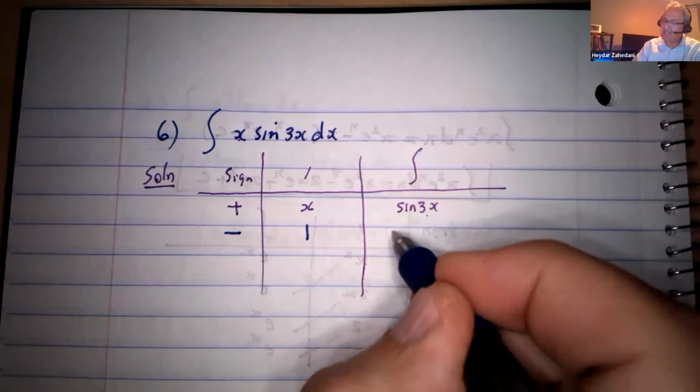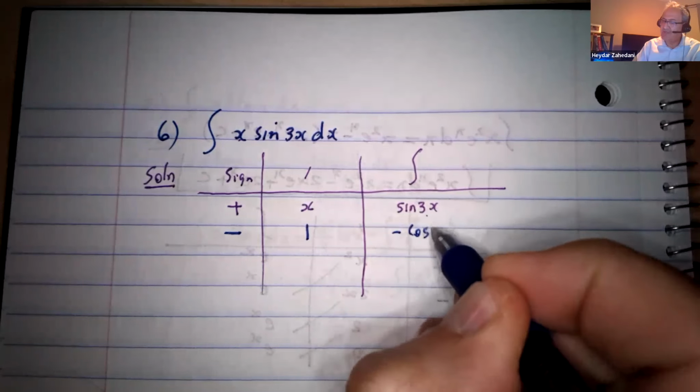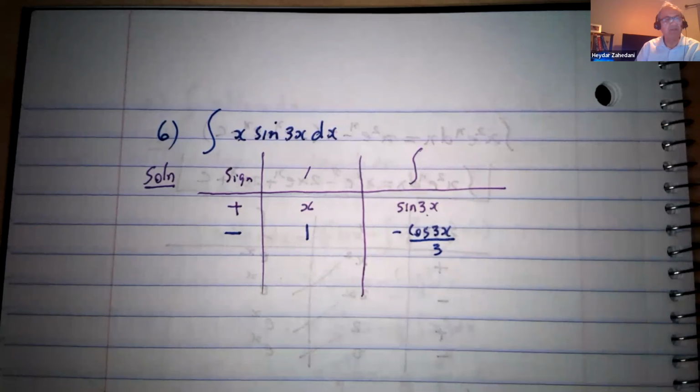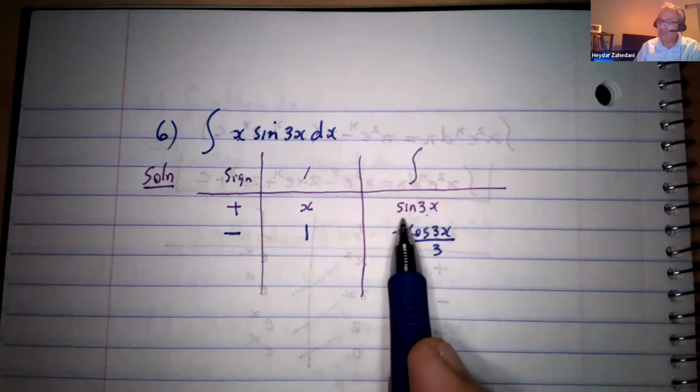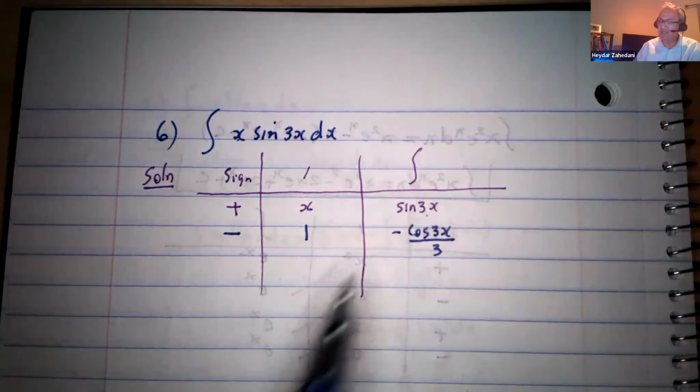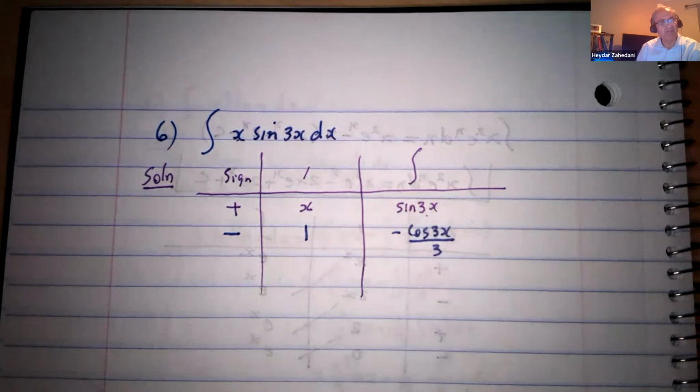The integral of a sine is a negative cosine. Negative cosine of what? 3x, but you have to divide it by 3, u prime. Okay, you know that when you differentiate, it's going to be 3 cosine, but when you integrate it, it's not 3 times, it's divided by 3. Okay, it's all the same.